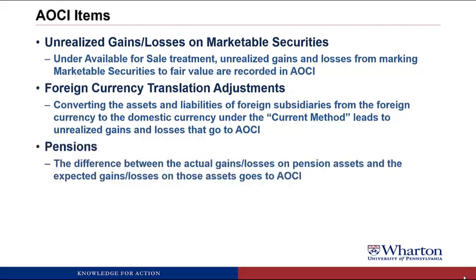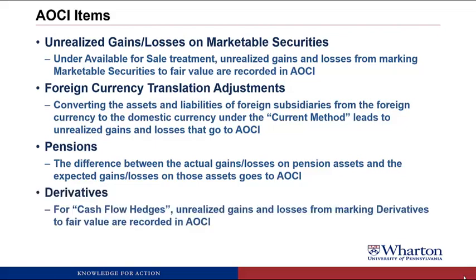Pensions: the difference between the actual gains and losses on assets that you set aside to meet pension plans and the expected gains and losses on those assets, that difference goes into AOCI. And then for derivatives, specifically for cash flow hedges, the unrealized gains and losses from marking derivatives related to cash flow hedges to fair value go into AOCI.